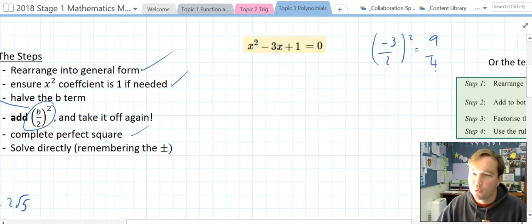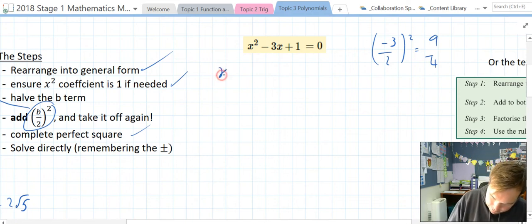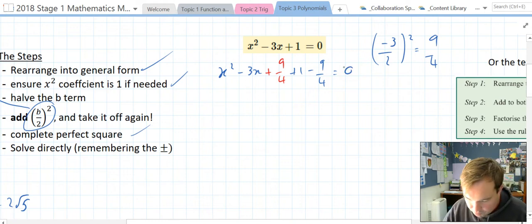And I really would leave it as fractions to help you here. So then what we do is we have our x squared, take 3x plus 9 on 4. So we always add it on. Plus 1, take 9 on 4 equals 0.